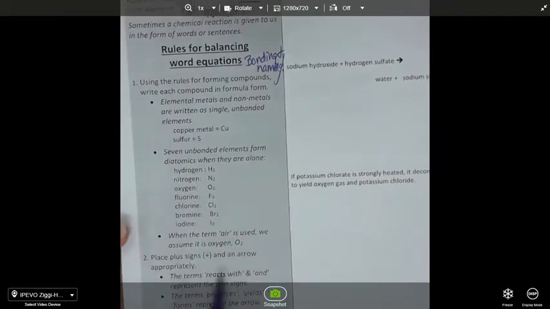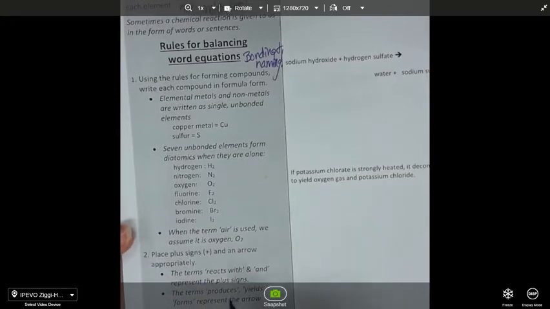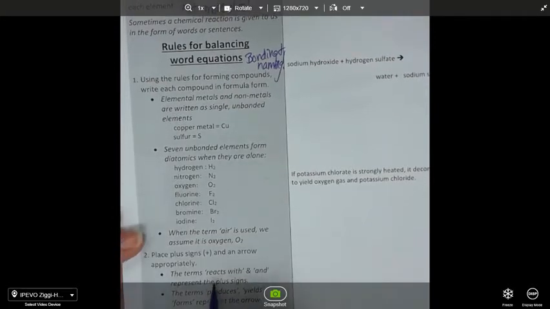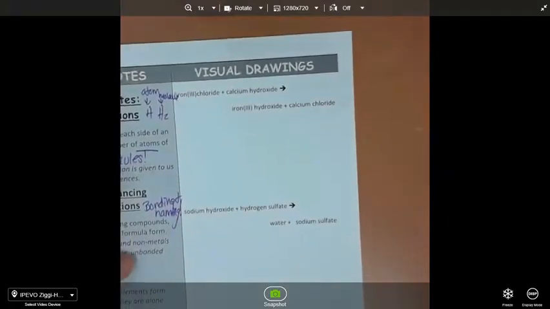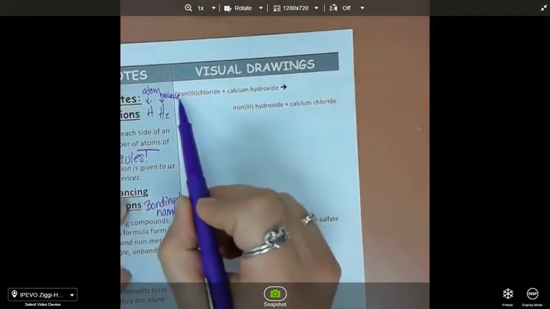Now, plus signs and arrows represent something. Plus signs stand in for terms like reacts with or and. And the arrows stand for things like produces, yields, forms. Then once you've written out the equation, you're going to balance the reaction using the rules that we've already learned.